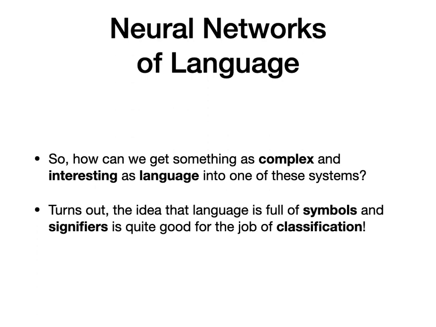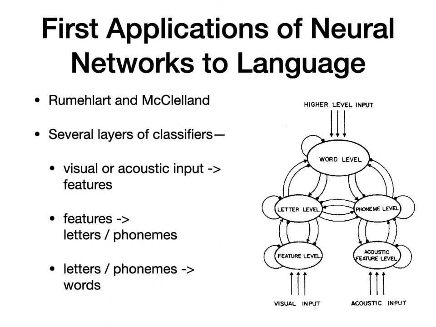So let's talk about the first ways that this was applied to language. Rumelhart and McClelland have all these different layers of classifiers, and that's the key thing here. Each layer is a different set of classifiers pointed at the layer below it. So at the feature level, you have visual input or acoustic input from the outside world. They're down there at the bottom. It comes in, just like we did with the images. So the feature level says, hey, here comes the visual input. I'm going to look at where the curves and lines are, for example.